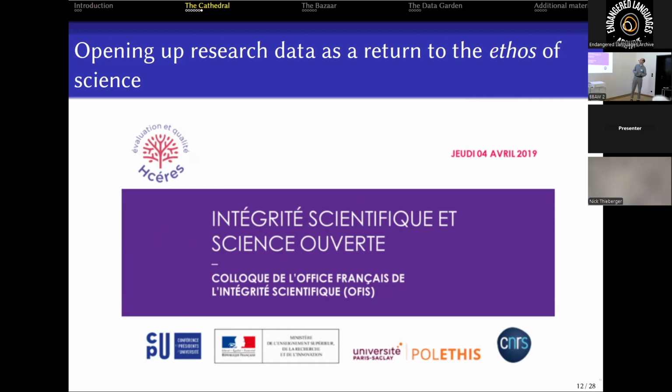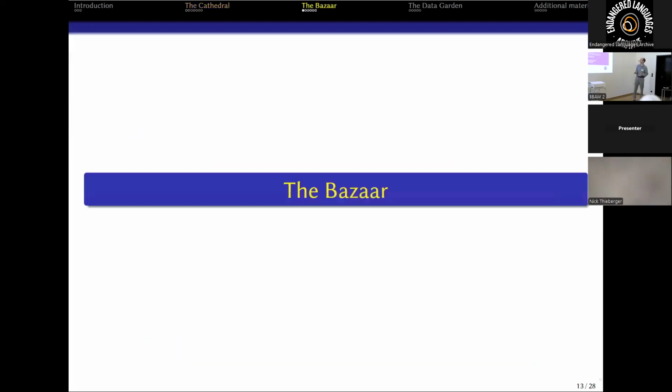And opening up research data is basically a return to the ethos of science. Not everybody who loses data is misbehaving or doing fraud. But all people doing fraud have good reasons to lose the data or not be able to communicate them. So there's a good correlation here anyway.